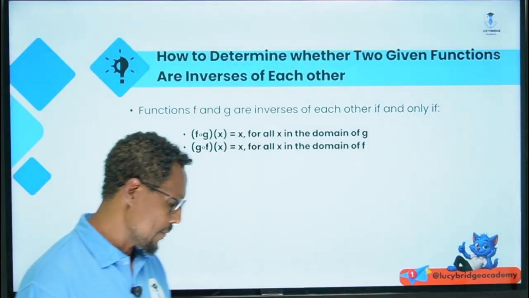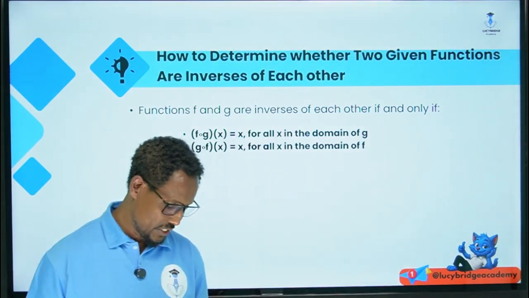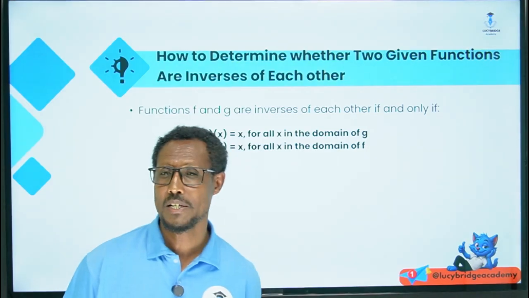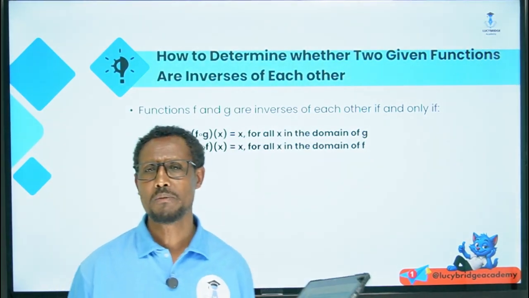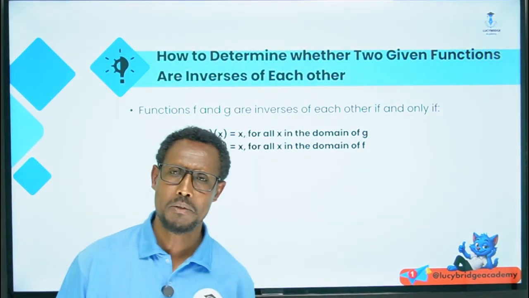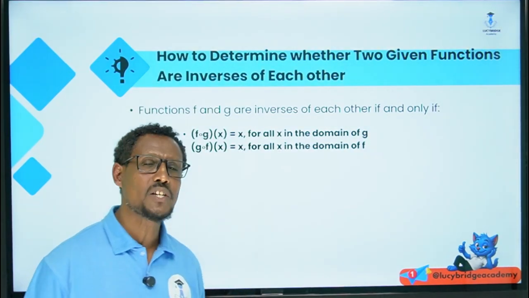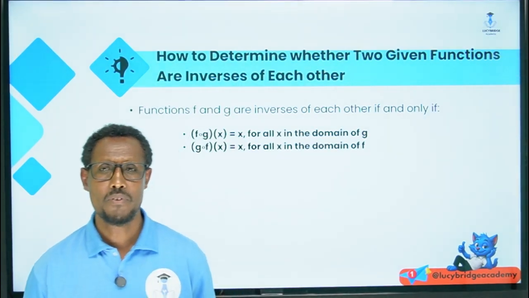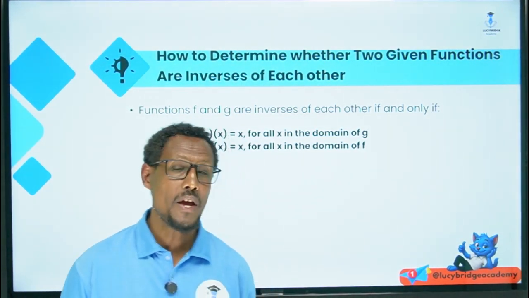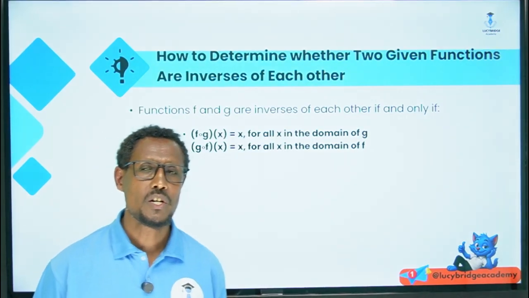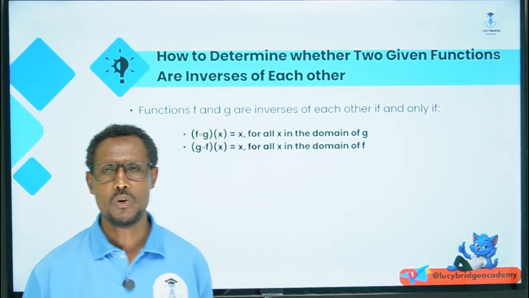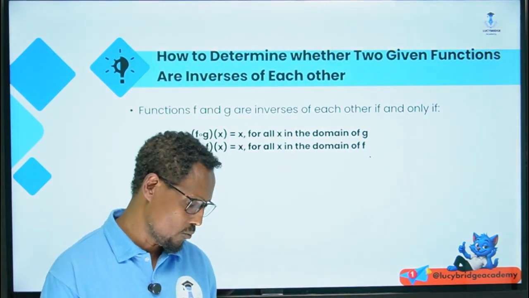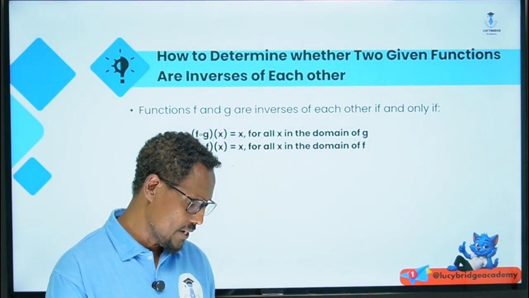The inverse function, okay? Functions f and g are inverses of each other if and only if their composition gives us the identity function. That means if f and g are invertible functions, so if f is the inverse of g, their composition f circle g or g circle f gives us the identity function, which is x.